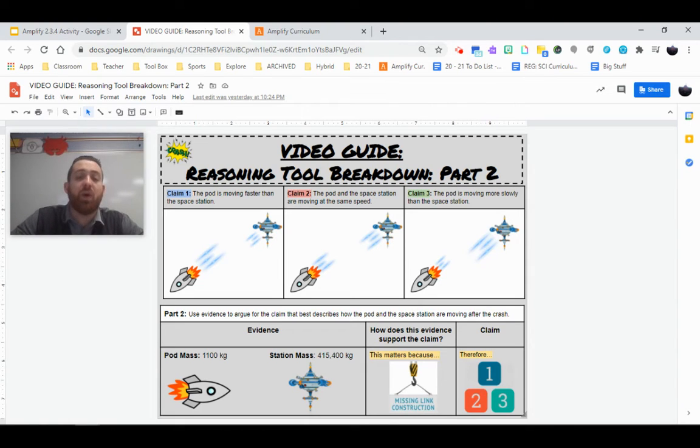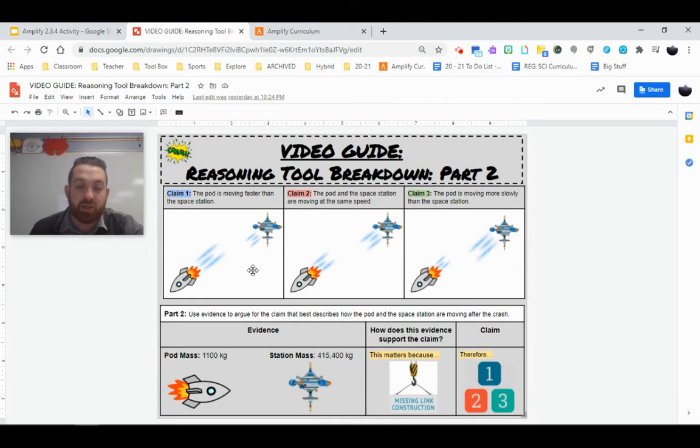So when you dive into the reasoning tool, you're going to start by looking at three specific claims. Claim 1, Claim 2, and Claim 3 are all about the motion of our pod and our space station after they collided. Claim 1 says that the pod is moving faster than the space station, meaning after they collided, they're now moving in opposite directions, and the pod is moving faster than the space station. So it has a larger velocity in the opposite direction. Claim 2 is that the pod and the space station are moving at the same speed, so they have equal velocities. And then for Claim 3, the pod is moving more slowly than the space station.